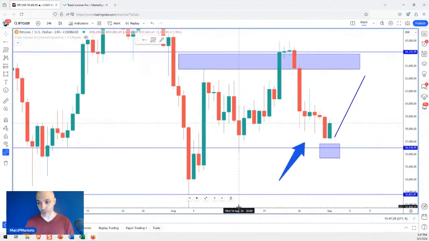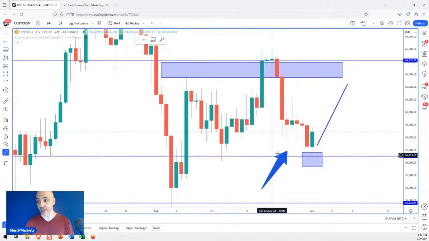So I would consider that an inside bar. I would treat that as an inside bar. So if that's an inside bar, and we close like that, and we take out the high of the bar, we have a buy signal on this time frame.